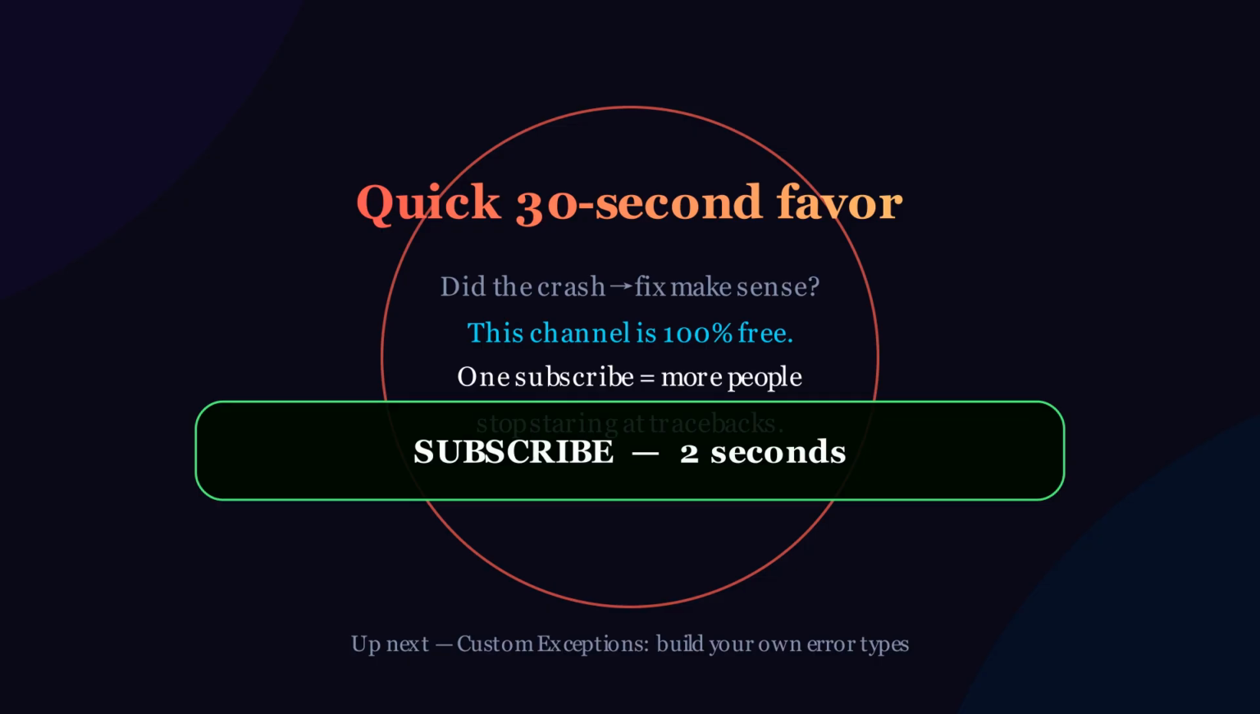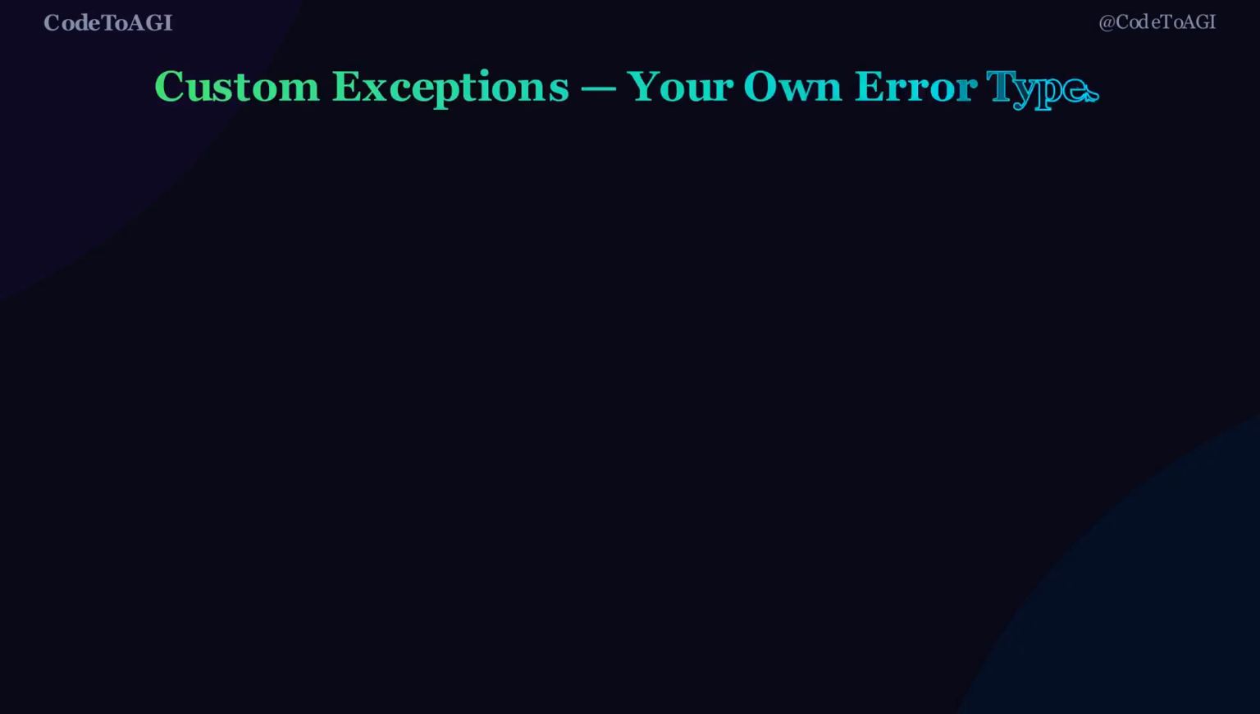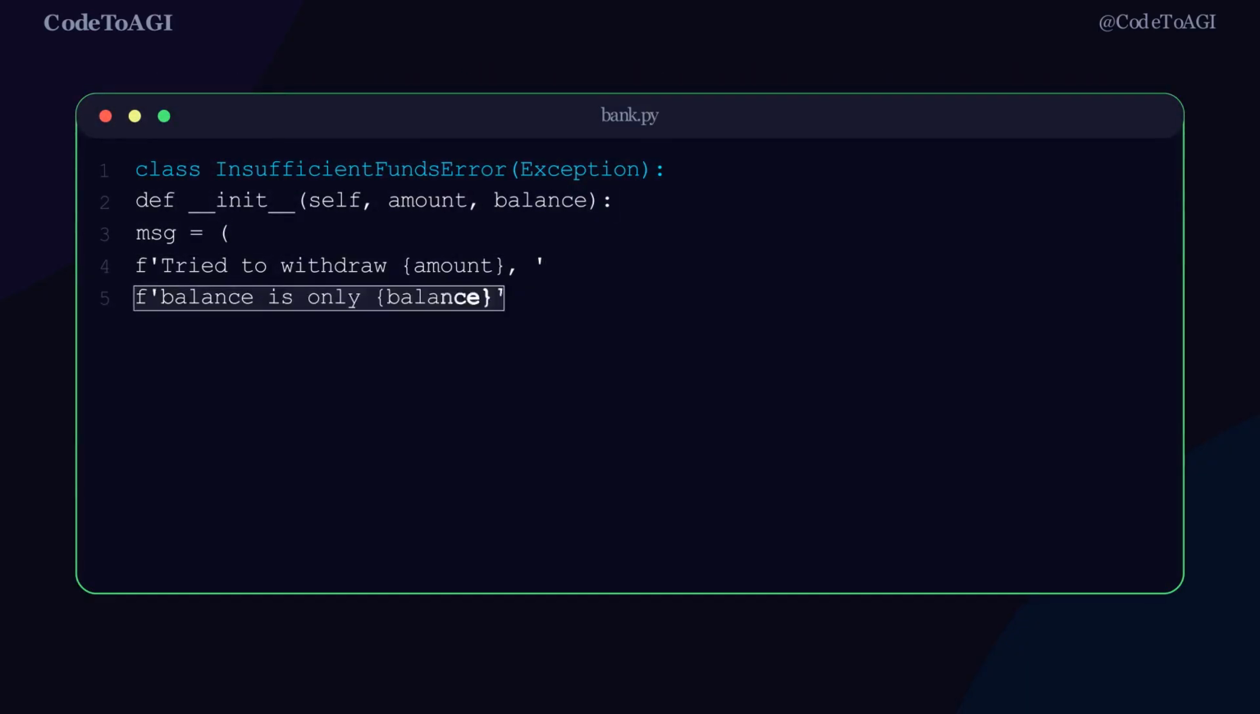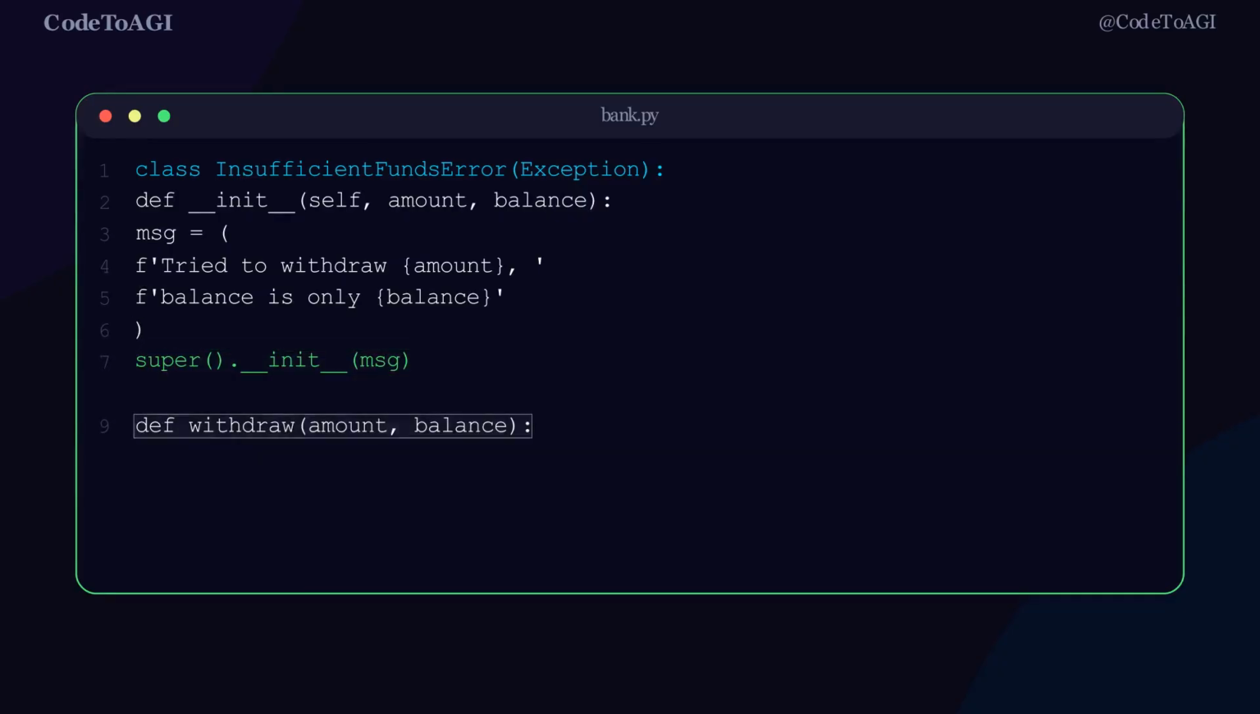Custom exceptions up next. This is where senior developers separate themselves. Custom exceptions are your own error types. Built-in exceptions are generic. Your code deserves specific errors.